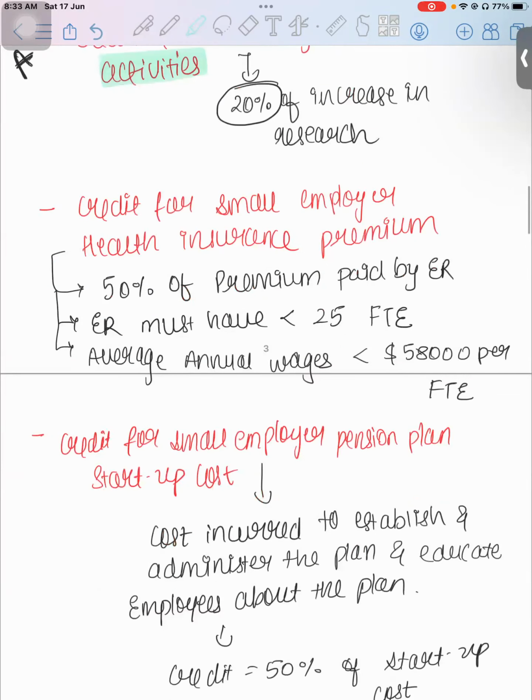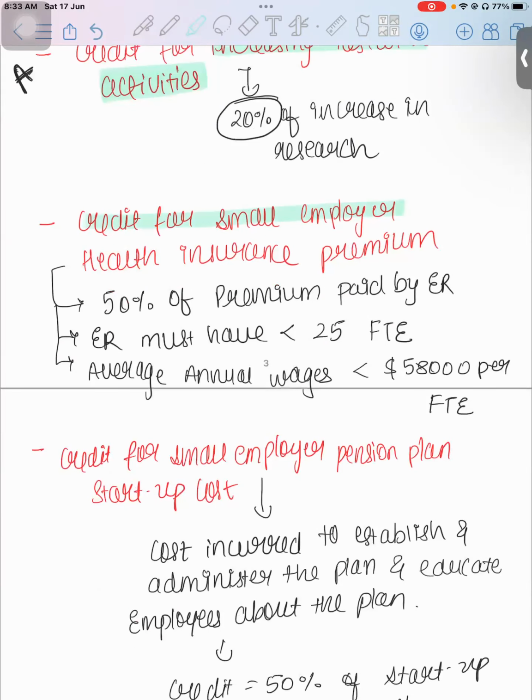Okay, next is the credit for small employer health insurance premium. This is also something I'll mark as double A. This can be asked as a question in the exam. Whatever insurance the employer has taken for their employees, it might happen the employer is paying the whole amount of insurance, or the employer is paying 80% of the premium and 20% is paid by the employee. Whatever the employer is paying, take 50% of the premium which is paid by him.